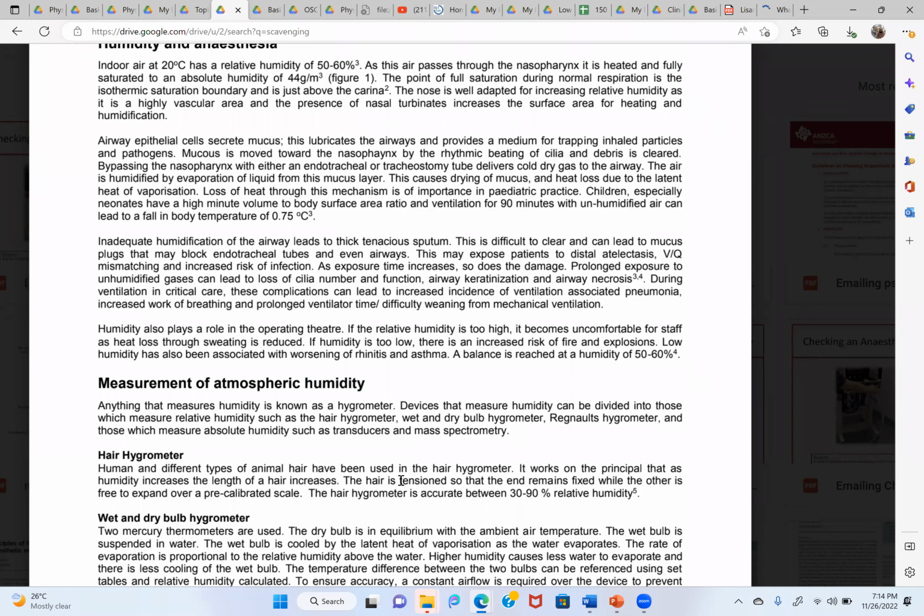If humidity is too low, there is risk of fire and explosions. Low humidity has also been seen associated with worsening of rhinitis and asthma.